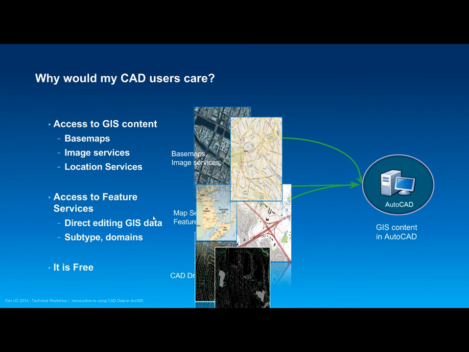So why would my CAD users care? This AutoCAD plugin provides access to GIS content, things like base maps, image services, and location services within AutoCAD. You can also access other mapping type web feature services for direct editing of GIS data, subtypes, and domains, and it's free.